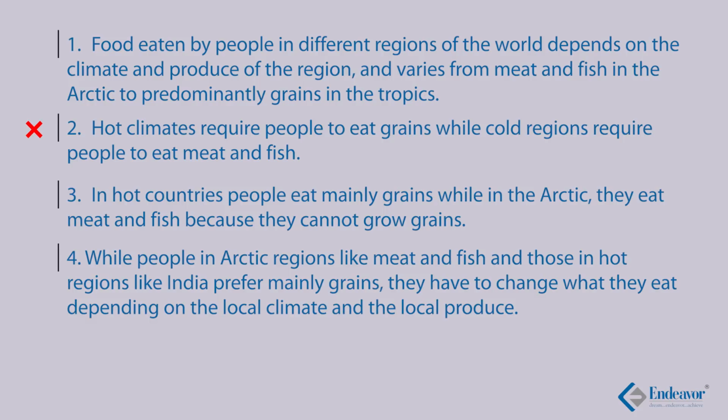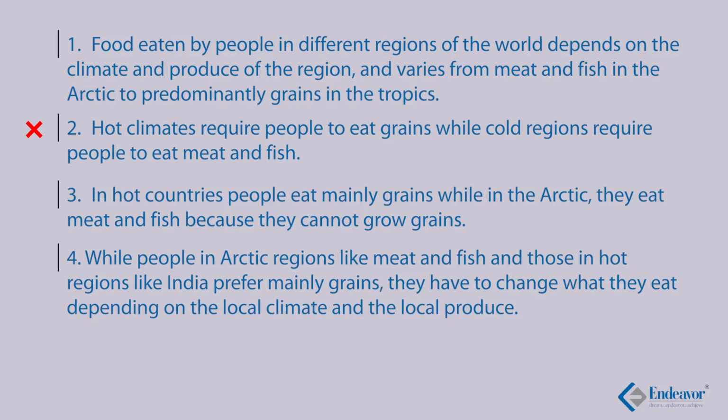Then the option 4. While people in Arctic regions like meat and fish and those in hot regions like India prefer mainly grains, they have to change what they eat depending on the local climate and the local produce. Third option, again not comprehensive. It doesn't talk about the availability of other food items.